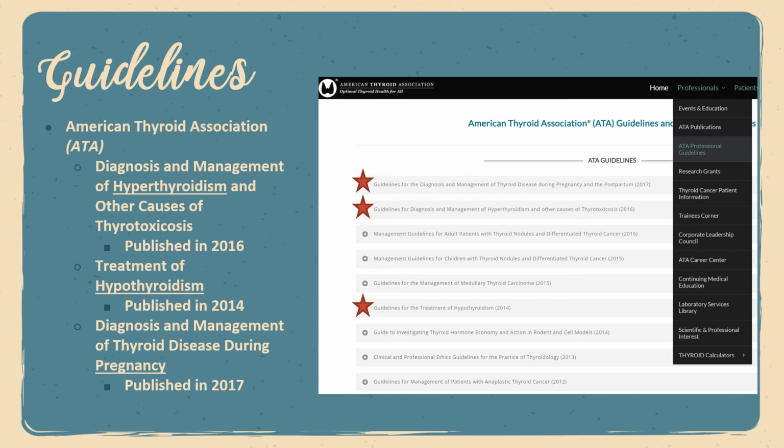And here you see a screenshot of the website if you need to find how to find those guidelines. They were free online.